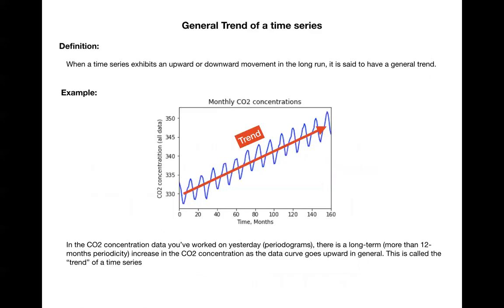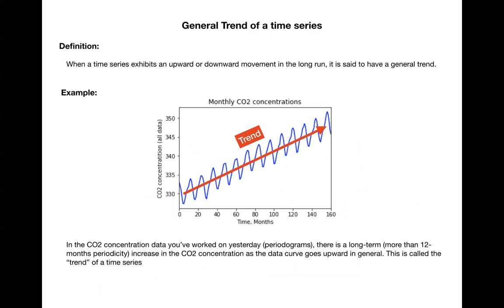All right, so let's take a look at these components. The easiest one to look at is the general trend, which is T here. The definition of a trend is that a time series exhibits an upward or downward movement in the long term.